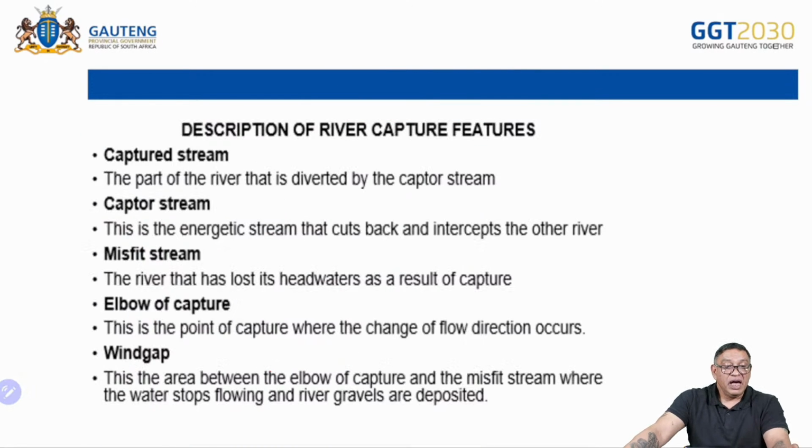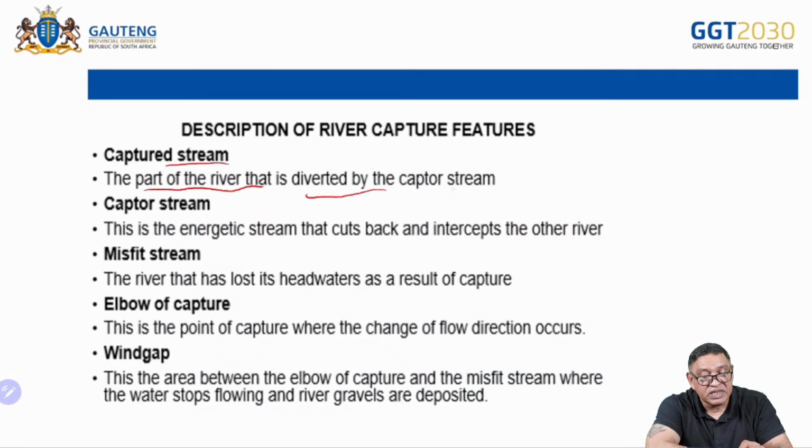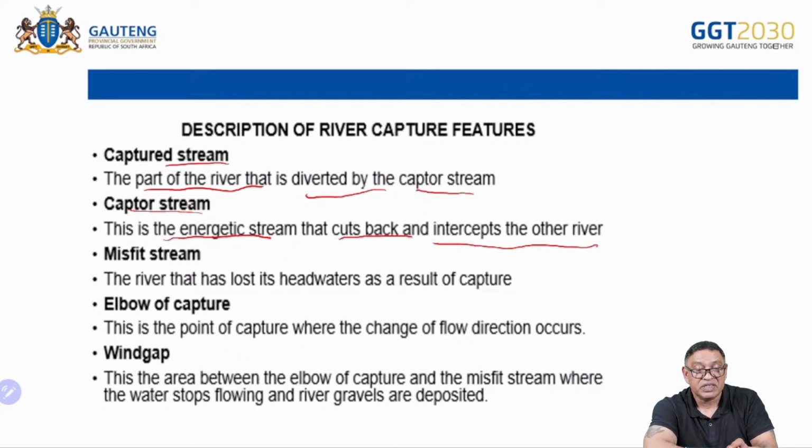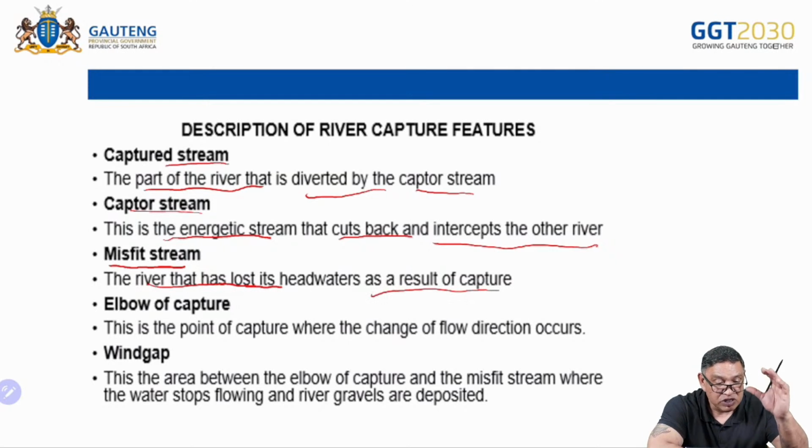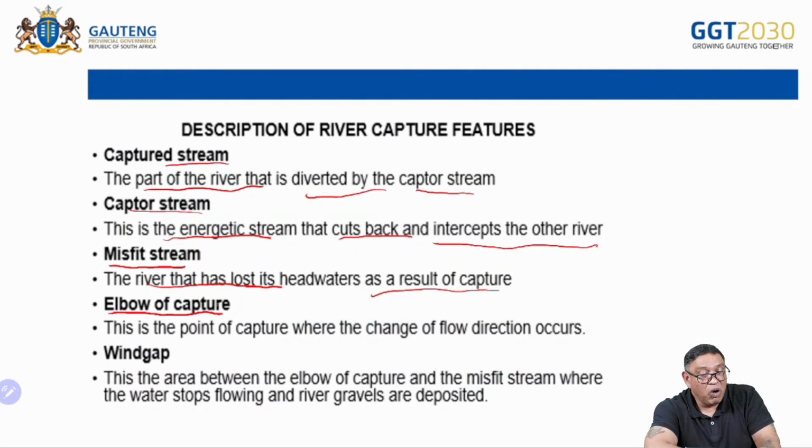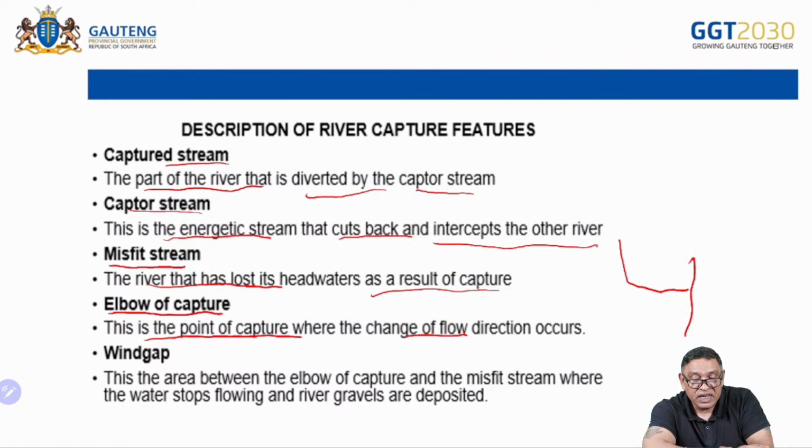Of course, you know it. Captured stream: part of the river that was diverted by the captor stream, that was stolen. Captor stream is the energetic stream that cuts back and intercepts the other water, the headwaters. The misfit stream is the river that has lost its headwaters as a result of capture; now it's a smaller river. The elbow of capture is the point where the capture change of flow occurs. It's taken it to the other river.